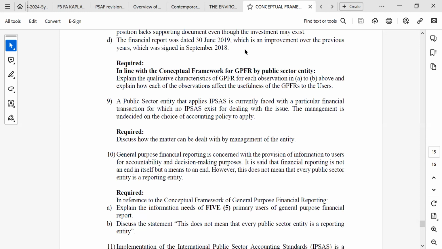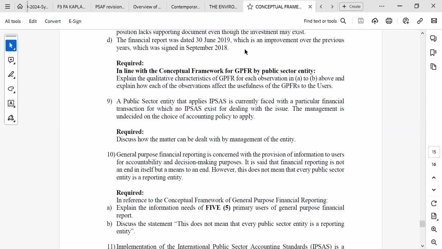Wherever there is no accounting policy, or there is no specific standard relating to that particular transaction, management must use their discretion, or their judgment, in developing the accounting standards. In an attempt to develop the accounting standards, they have to make reference to what? The definition, the recognition, all those things set in the conceptual framework. So the conceptual framework will be the first guide.